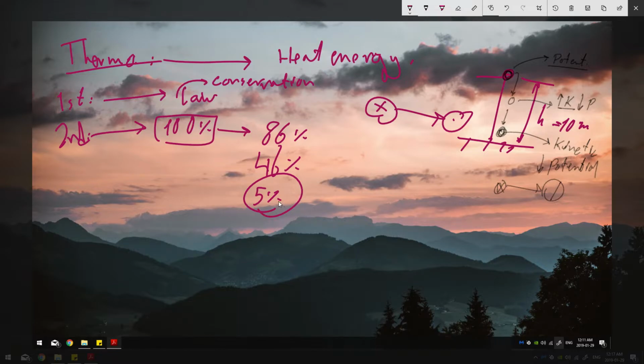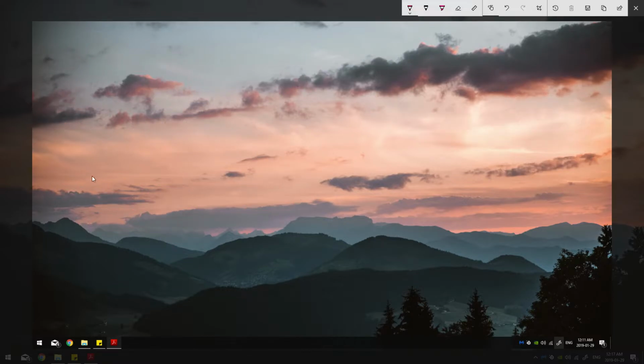So that's pretty much the second law of thermodynamics. It all goes back to efficiency. You cannot get 100% efficiency. This is not real. Okay, doesn't exist. Now let's go over some thermodynamic systems.